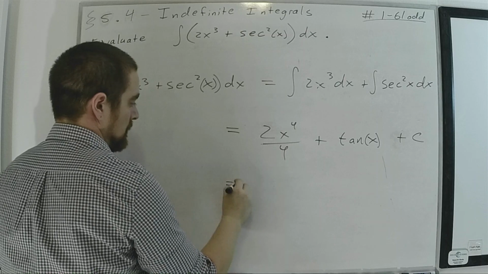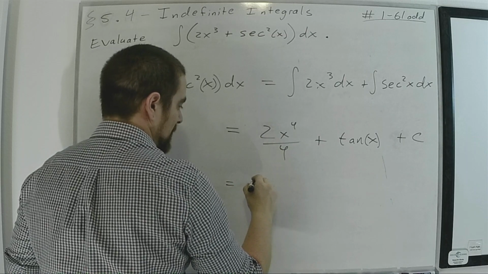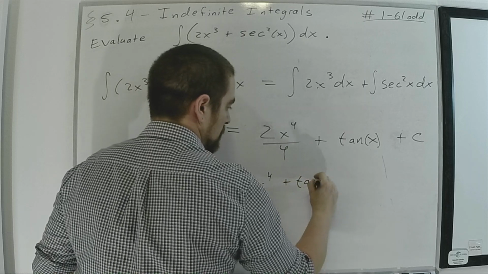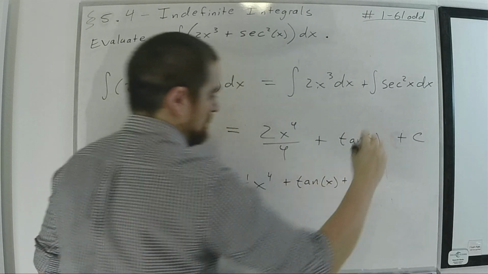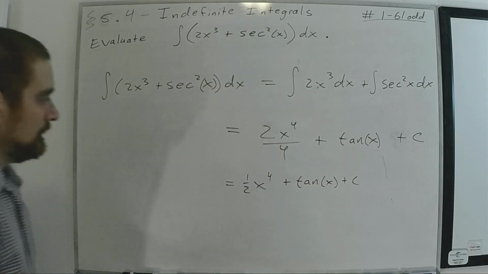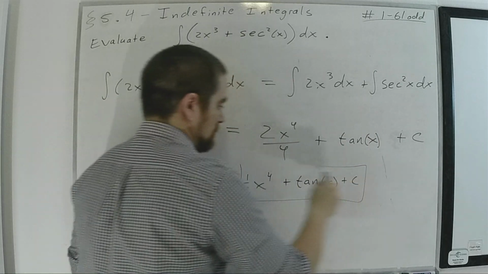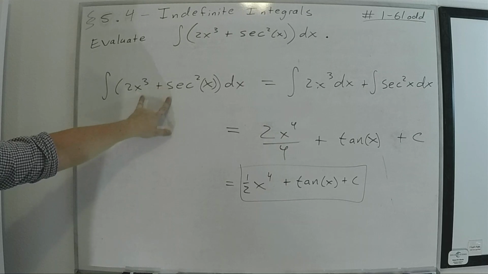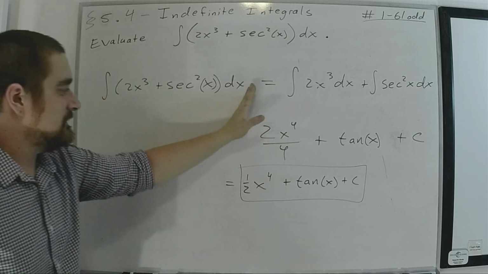If you want to split it up and then do it term by term, obviously you get the same result. Now, I never want to leave 2 over 4. That's just sloppy. I'm going to write 1/2 x to the 4th plus tangent of x plus c. So there's my final answer. It is the most general form for the antiderivative of this function. So I've found that indefinite integral.